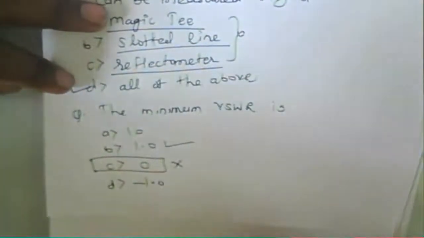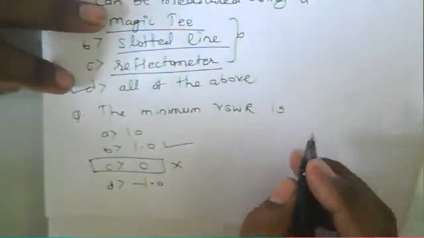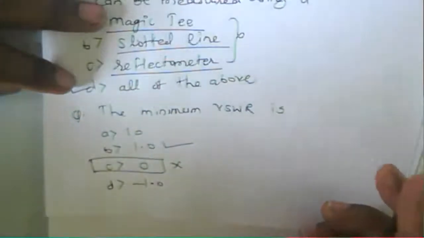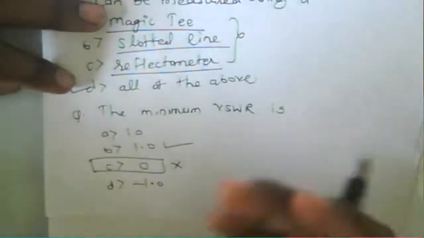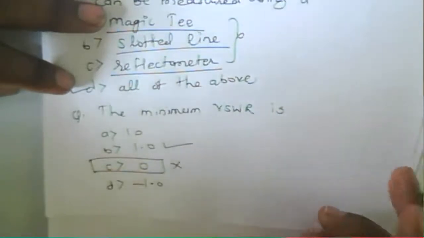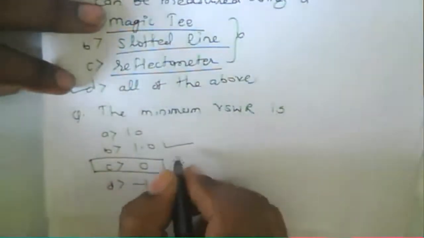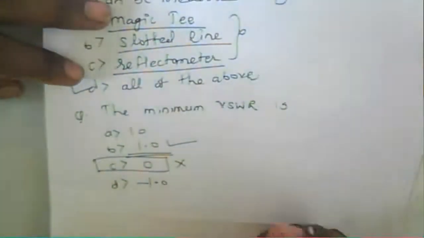Now the correct answer is B. Zero VSWR is not possible theoretically and practically. That's why the VSWR value will be 1, and that is called the minimum VSWR. If you see the Smith chart, to obtain the impedance or admittance, we need to draw the circle of 1. So that's why we say the minimum VSWR is 1. The correct answer is that the minimum VSWR is 1.